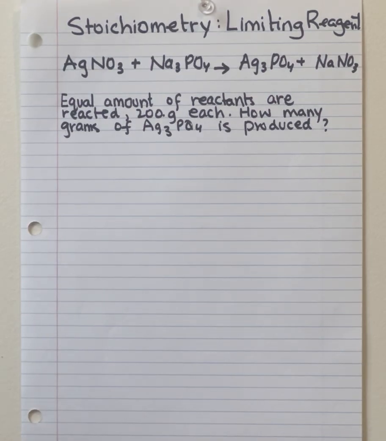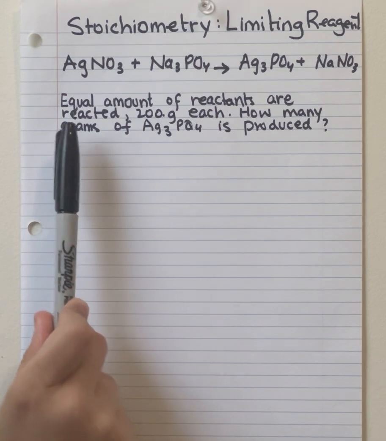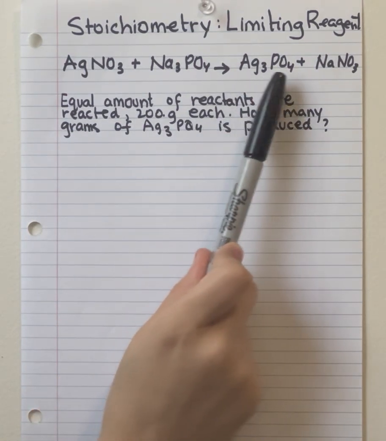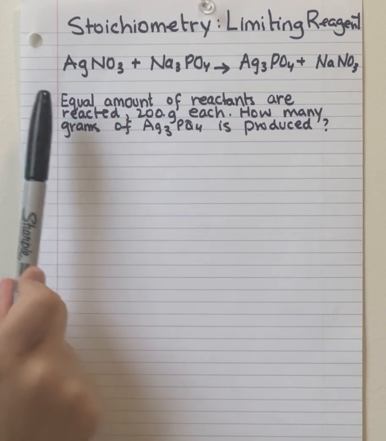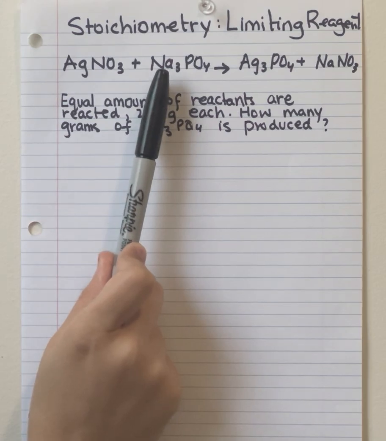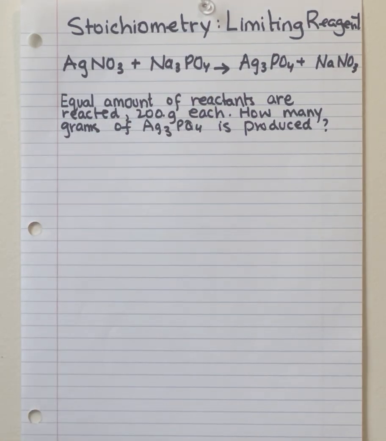In this example, we are asked to find the grams of silver phosphate produced when we react 200 grams of silver nitrate with 200 grams of sodium phosphate. The first thing we do in this type of question is balance our chemical reaction.